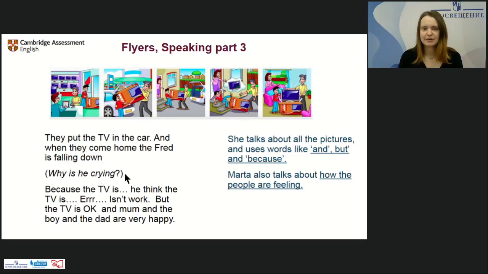This is about promptness and support. So she needed some support from the examiner. She was a bit confused. So we have to pay attention to these two.